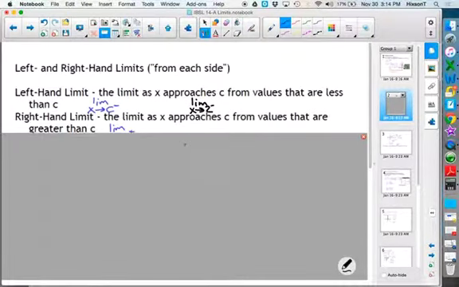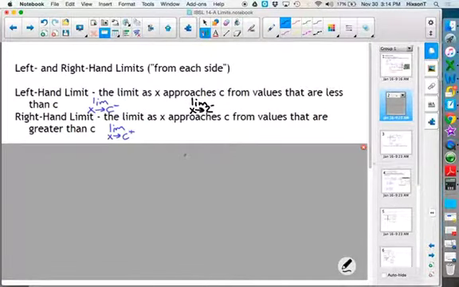And then we have the right-hand limit as well. If we're approaching from values that are greater than c, we put the little plus sign after the c. So, for example, we could have written the limit as x approaches 2 from the right.